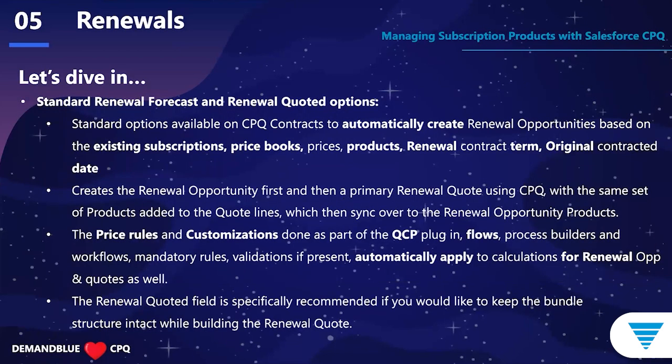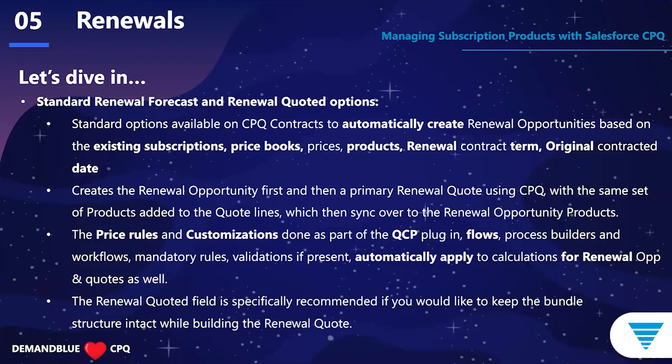Standard renewal forecast and renewal quoted options are available out of the box, and based on your existing subscriptions, the price book, the prices specified, your products, your renewal contract term, and original contract date help you create these renewals and renewal opportunities and quotes within Salesforce. First it creates the renewal opportunity, then the primary quote with the same set of products. From the quote lines, they automatically sync over to the renewal opportunity products as well.